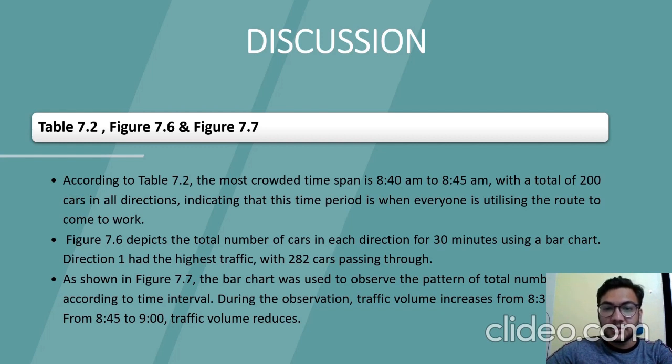A bar chart in figure 7.6 shows the total number of vehicles traveling in each direction over a period of 30 minutes. There were 282 automobiles traveling in the direction which had the most traffic.